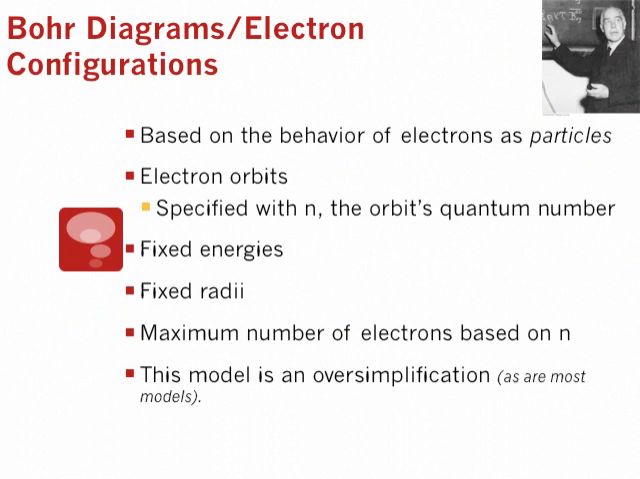This model says that electrons occupy what we call orbitals. And these orbitals are specified with n. This n is representative of the orbital's quantum number. Each orbit will have a fixed number of electrons that can occupy that particular shell or orbital, and a fixed energy and a fixed radius. Each orbital will be a certain radius for that particular element.